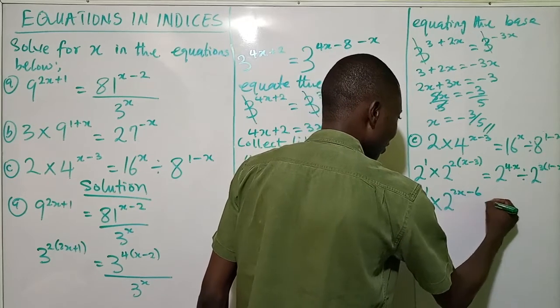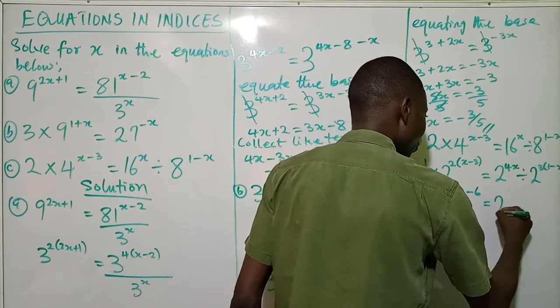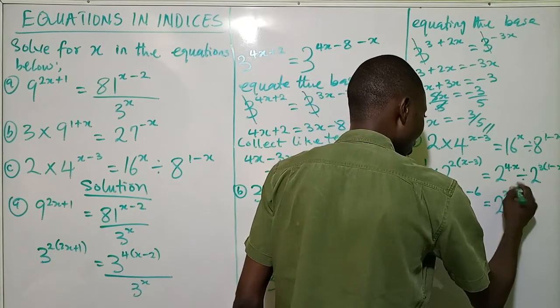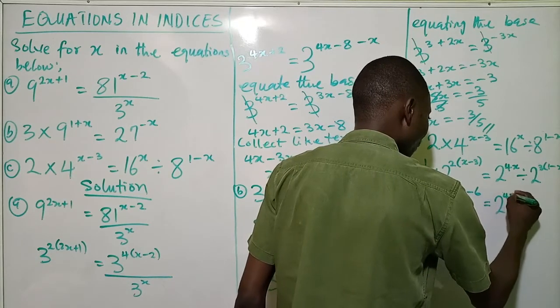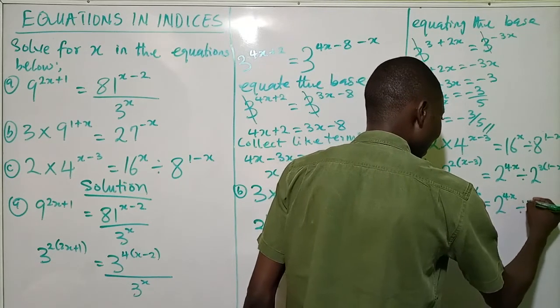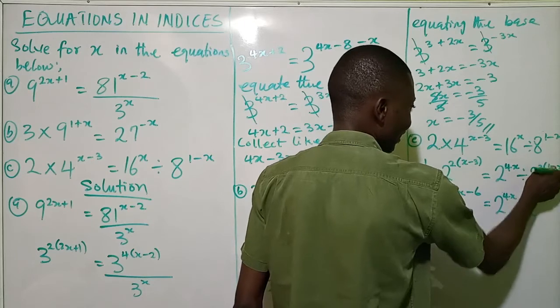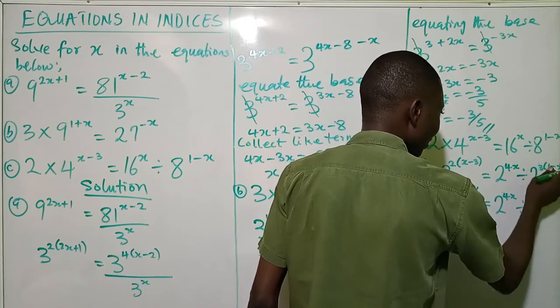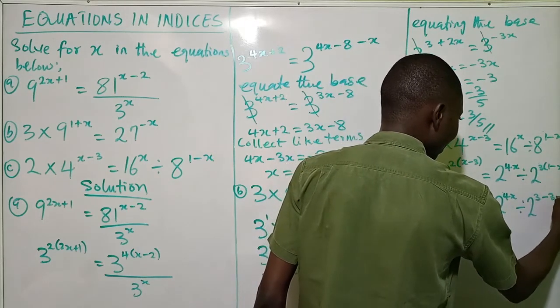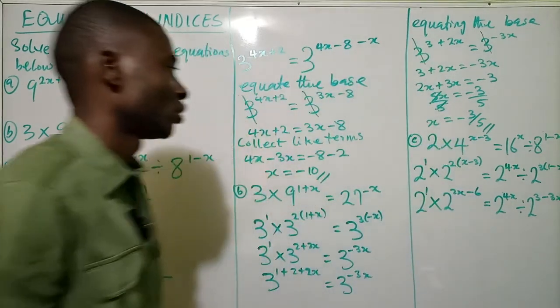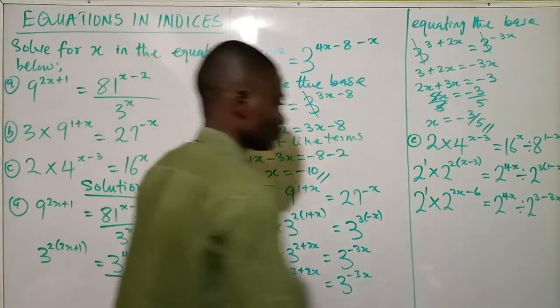Minus 6 equals 2 raised to the power of 4x divided by 2. Open the bracket now. 3 times 1 is 3. 3 times minus x is minus 3x. Good. So see what I'm going to do now.